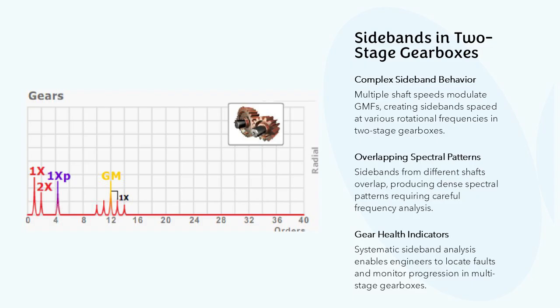Sideband behavior in two-stage gearboxes is more complex because multiple shaft speeds can act as modulating frequencies. Each GMF may exhibit sidebands spaced at the rotational frequency of its associated shaft, as well as at frequencies from other interacting shafts. For example, the second stage GMF may be modulated by both the intermediate shaft speed and the output shaft speed. This results in multiple sets of sidebands, which can overlap and create dense spectral patterns. Careful calculation of all shaft frequencies is required to correctly interpret these patterns.